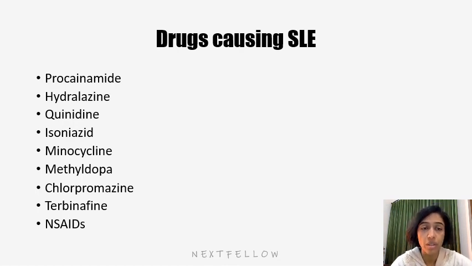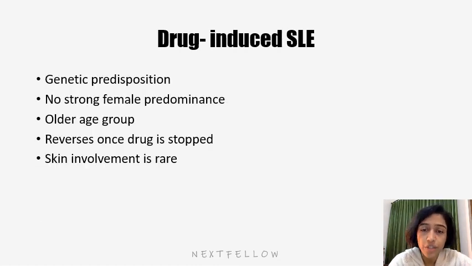Common drugs causing drug-induced SLE: procainamide, hydralazine, isoniazid, minocycline, that's very important to know, methyldopa, terbinafine, and NSAIDs. That's less common. So some characteristics of drug-induced SLE. SLE is predominantly seen in females, but drug-induced SLE has no strong female predominance. There are certain genetic factors that predispose a patient to getting this, and it's usually seen in an older age group. It typically tends to reverse once the drug is stopped over time. Okay? And skin manifestations are not so common in drug-induced SLE.